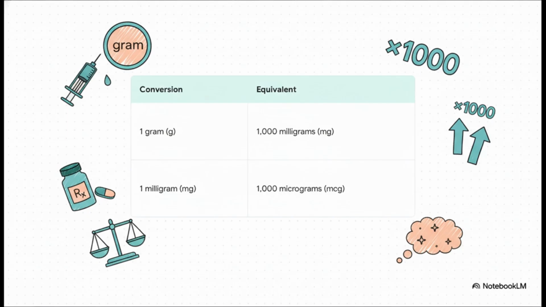Now, the good news is that the conversions you'll use most of the time are pretty simple. You're almost always just working with multiples of 1,000. As you can see, 1 gram is 1,000 milligrams, and 1 milligram is 1,000 micrograms. Seriously, just committing these two facts to memory will get you through the vast majority of conversion problems you're ever going to face.